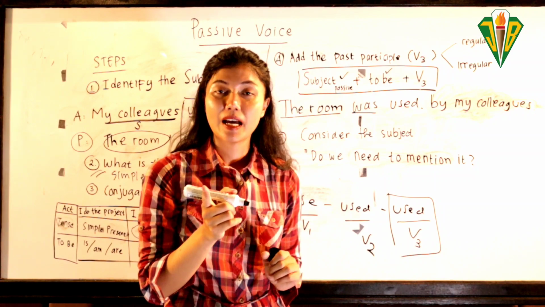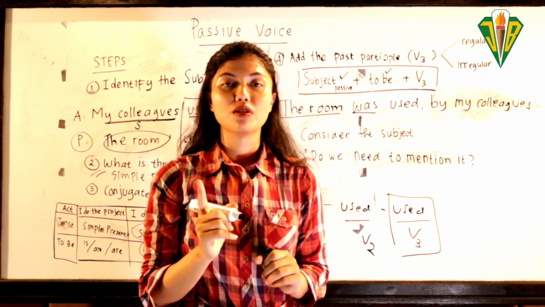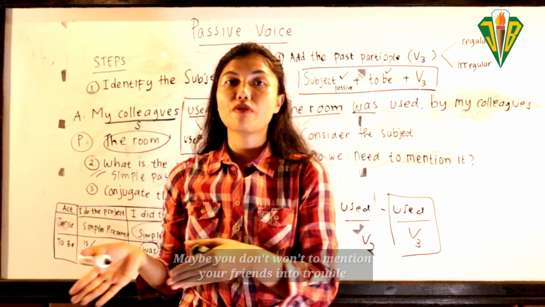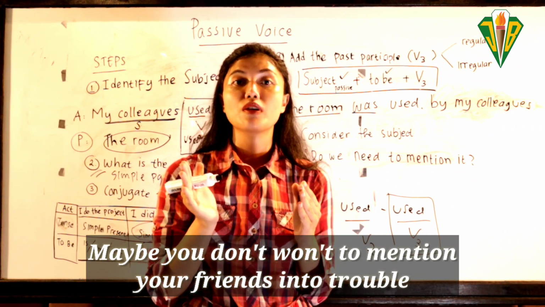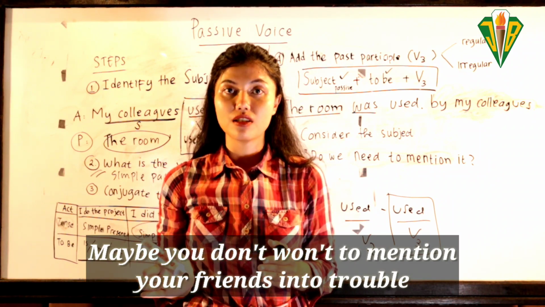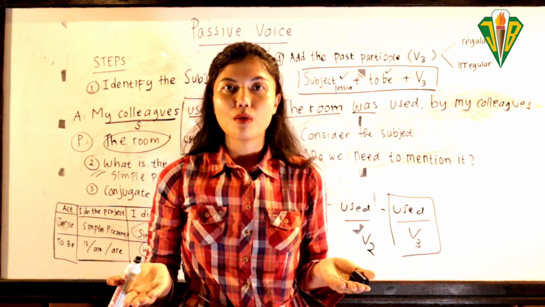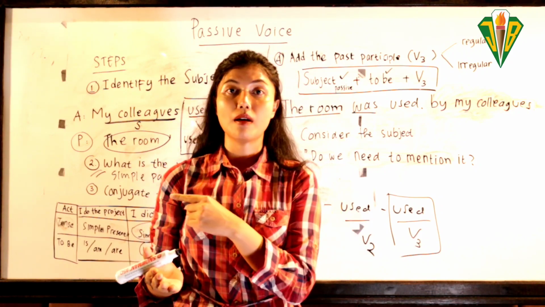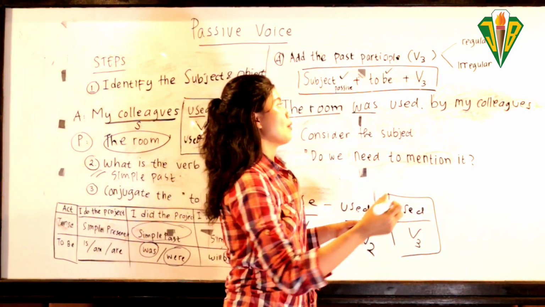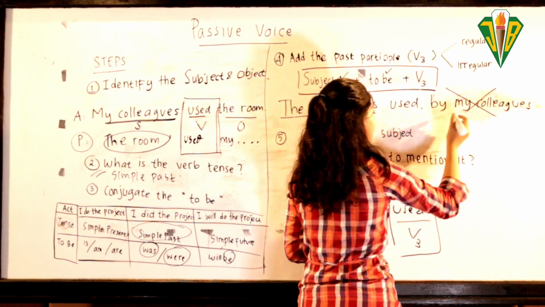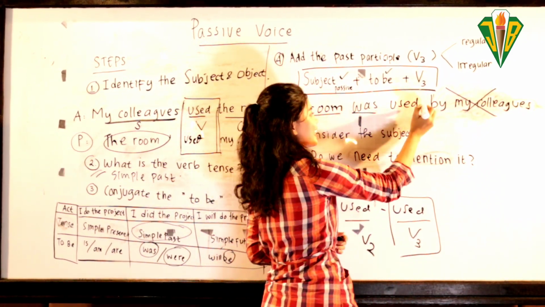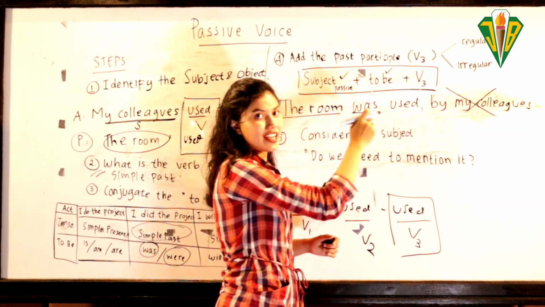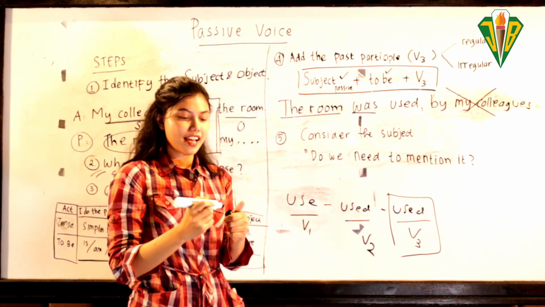But as I mentioned earlier, maybe you don't want to mention your friends or involve your friends into the trouble, so you just want to focus on the action or the event. So you just neglect the subject of the active one. We just can cross it. So it ends up here. The room was used, and that's it.